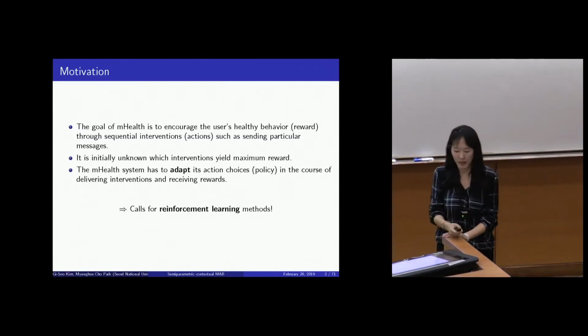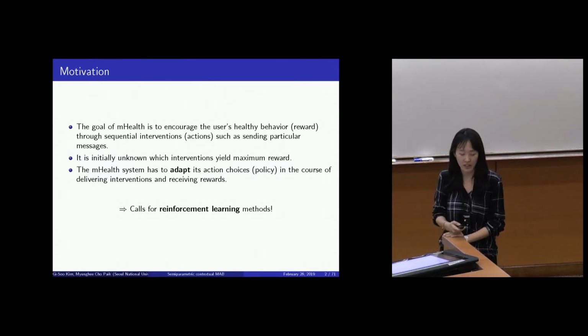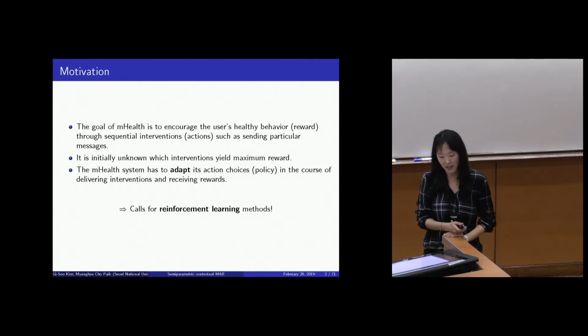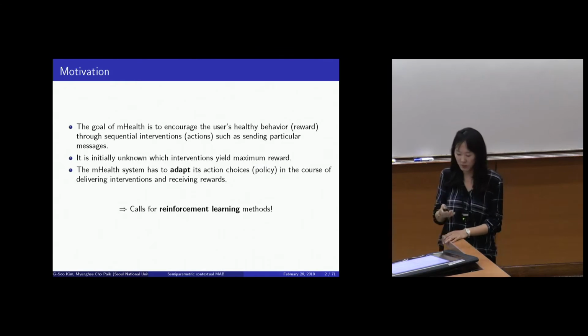The goal of mobile health is to encourage the user's healthy behavior, namely reward, through sequential interventions such as pushing particular messages. But at the beginning, it is unknown which interventions yield maximum reward. Therefore, the mobile health system has to adapt its action choices, or policy, in the course of delivering the interventions and receiving the rewards. So this process calls for reinforcement learning methods.